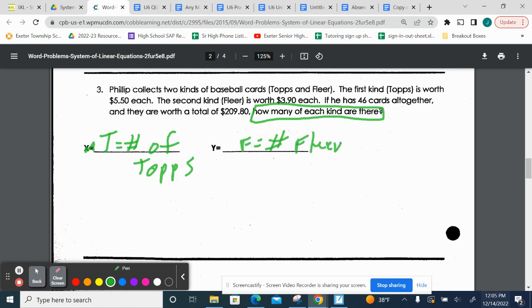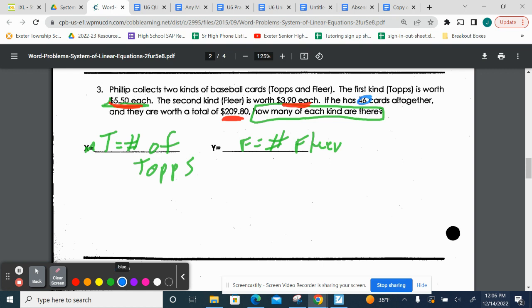And it says that each Topps is worth $550. Again, money info. Each Fleer is worth $390. The total worth of his cards is 209, and total he has 46 cards.